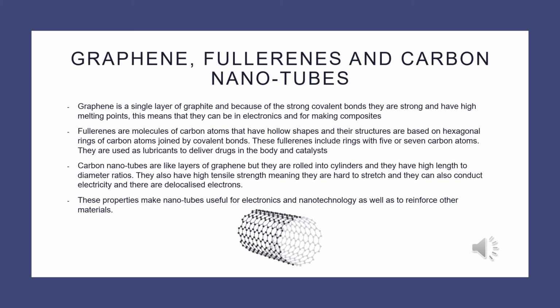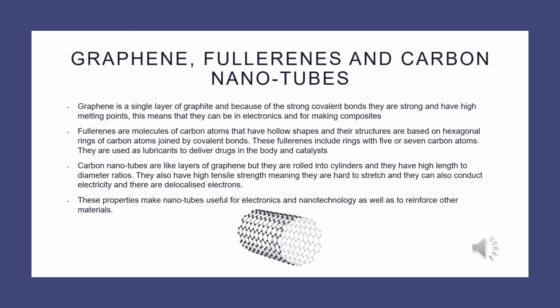Fullerenes are molecules of carbon atoms that have hollow shapes, and their structures are based on hexagonal rings of carbon atoms joined by covalent bonds. These fullerenes include rings with 5 or 7 carbon atoms, and they are used as lubricants, to deliver drugs in the body, and as catalysts.